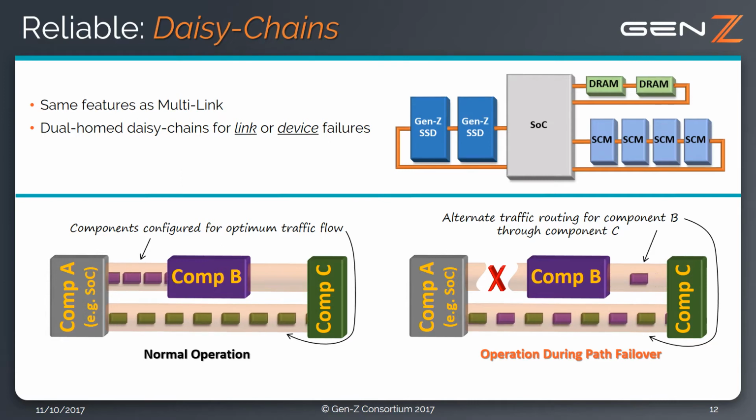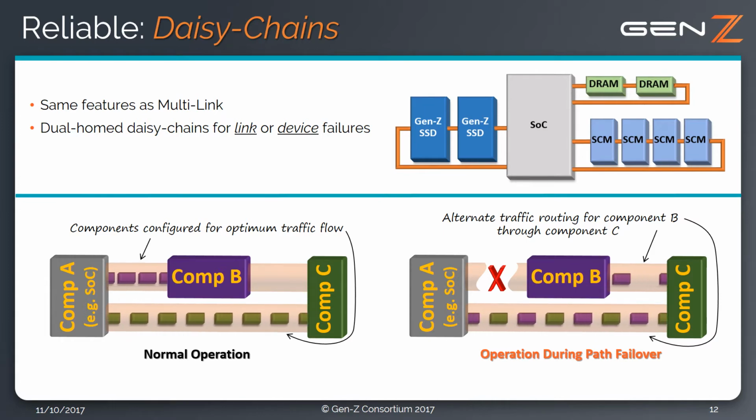This is an ideal configuration for slower storage class memory or storage devices. This figure on the upper right depicts an SoC with 3 redundantly connected daisy chains, one with DRAM memory, one with storage class memory, and another with storage devices like Gen Z SSDs. Redundantly connected daisy chains have both ends of the chain connected to the SoC.